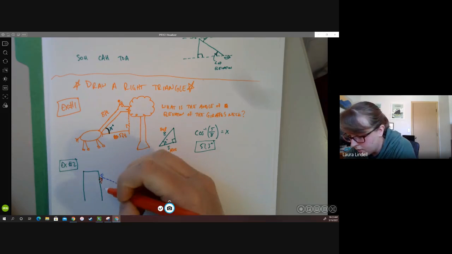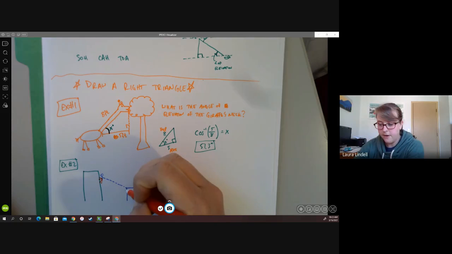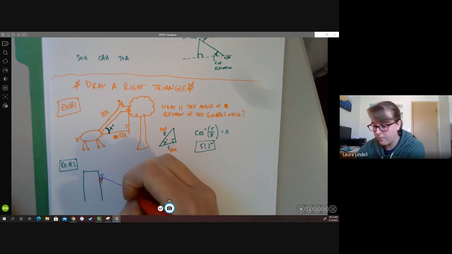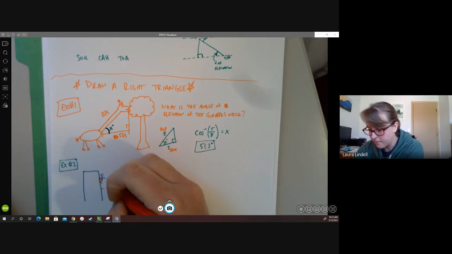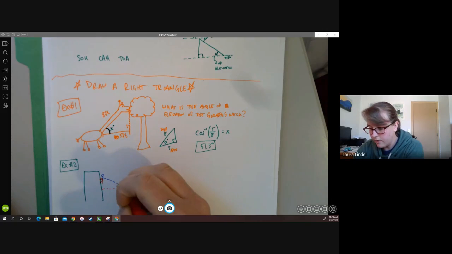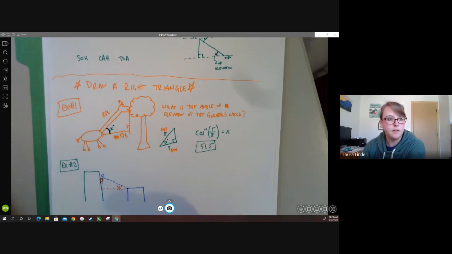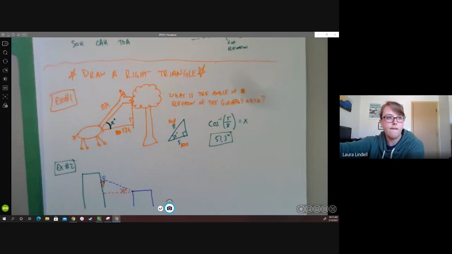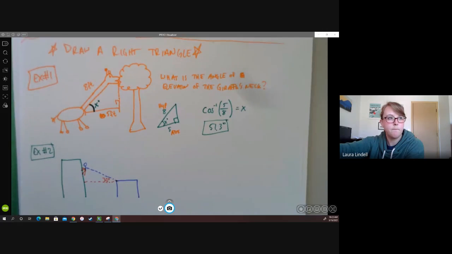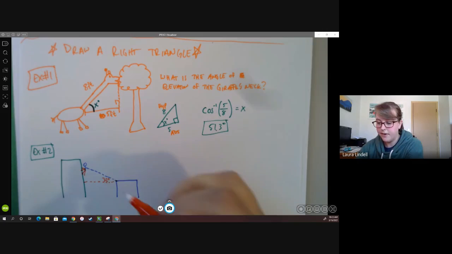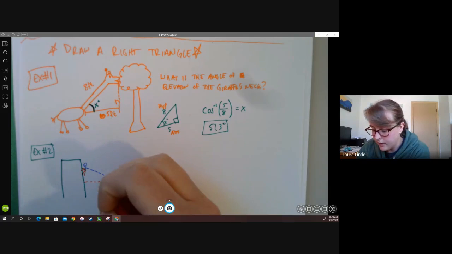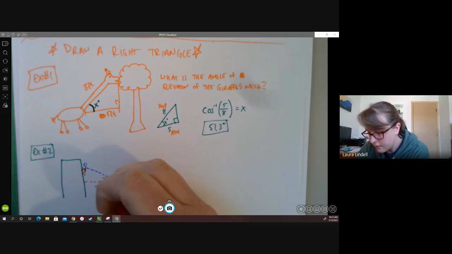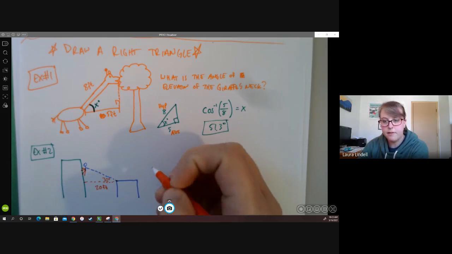And we are told the angle of elevation from the second building to Spider-Man is 32 degrees. All right, angle of elevation from the building to Spider-Man is 32 degrees. And the distance between the two buildings is 20 feet. How far does Spider-Man have to jump?